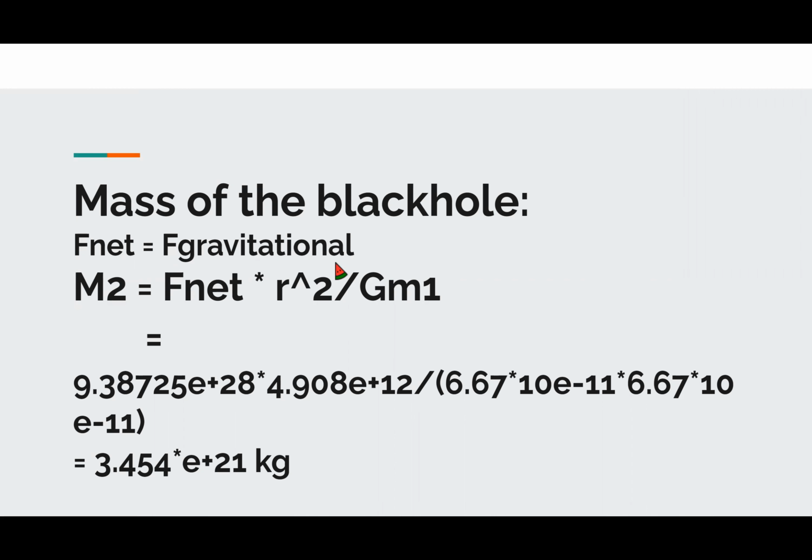And then we can just put that in our formula from previous weeks. We know that the gravitational force is equal to F net, which is equal to big M little m times G divided by r squared, and when we manipulate the formula, we finally get the answer, which is 3.45 times 10 to the power of 21 kilograms.